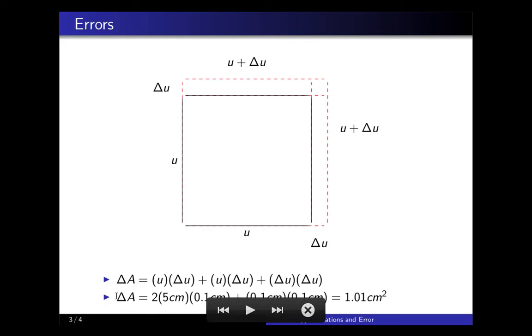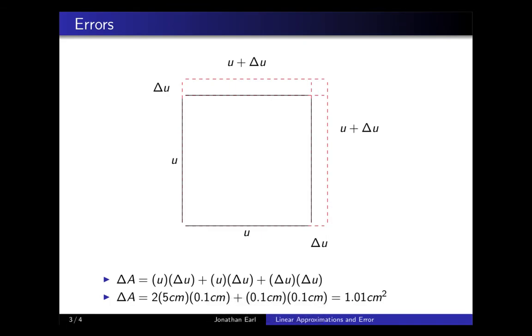So if we come back to this, what we'd said is that our change in the area is exactly our u times delta u plus our other u times delta u plus our delta u times delta u. And when we add all of that up, we get the 2 times 5 centimeters times 0.1 centimeters plus 100th of a square centimeter. So what we're really saying is that this piece up here, compared to the area from these other 2 pieces, is very small, and we're just going to casually ignore it.